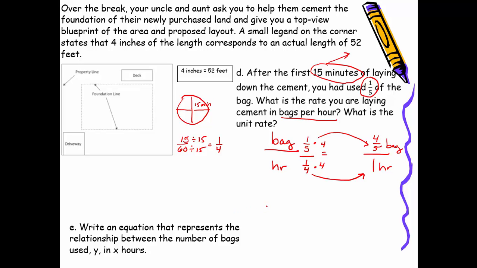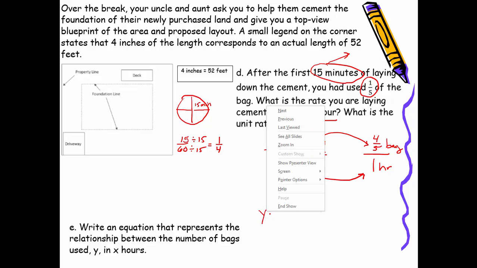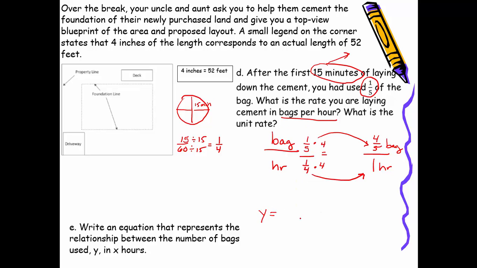And then I want to write an equation that represents the relationship between the number of bags Y in X hours. So we know Y equals our constant of proportionality times X. That's our equation, how we'd write it. So Y would be equal to, what's our constant of proportionality? That just means what's your unit rate. 4/5 of a bag in 1 hour. 4/5 times X. X is your number of hours, so 4/5 times however many hours you've been working will give you the number of bags you've used.